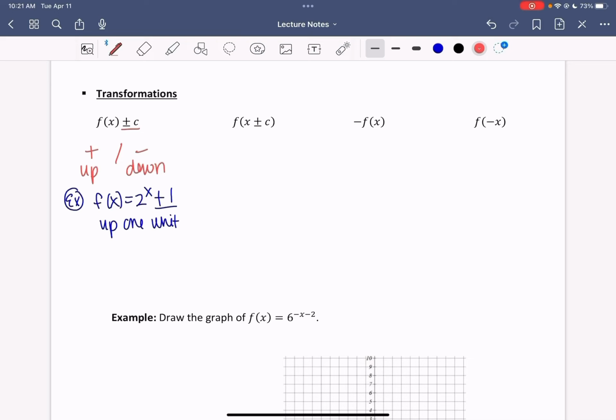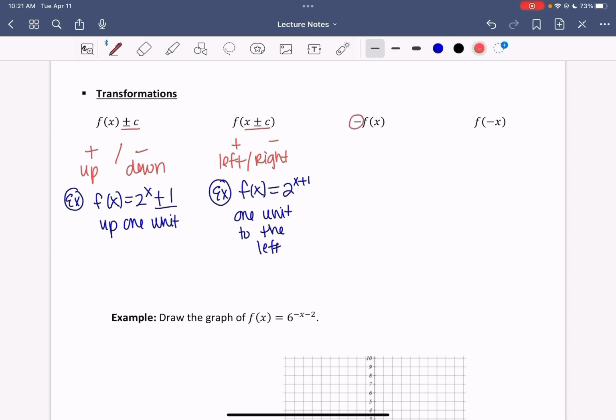We've also looked at transformations when we add or subtract inside of the parentheses. It did the opposite of what we think. So left and right: positive moved us left, negative moved us right, where it was the opposite of what you thought. So how does that look in this exponential realm? When you're looking at, say, f of x equal to 2 to the x plus 1, adding that 1 up in the exponent means I'm going to move 1 unit to the left.